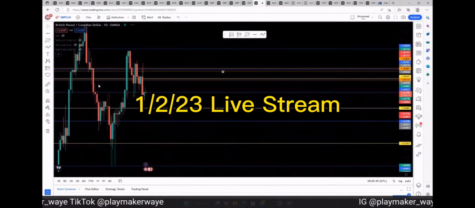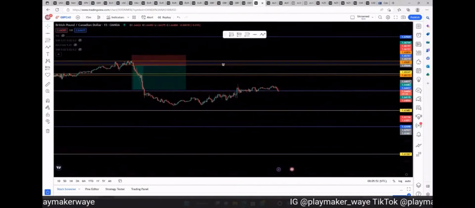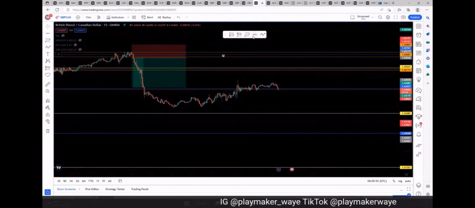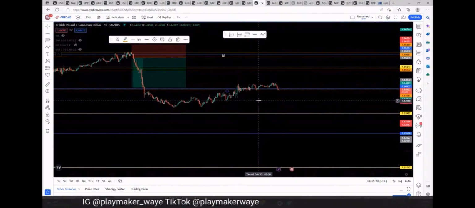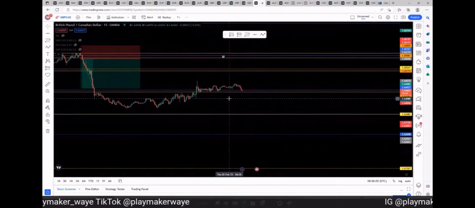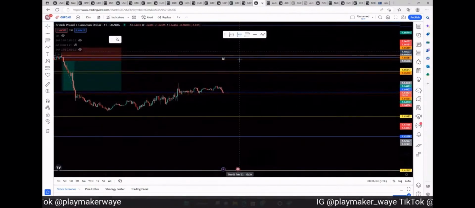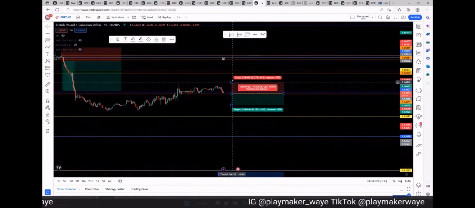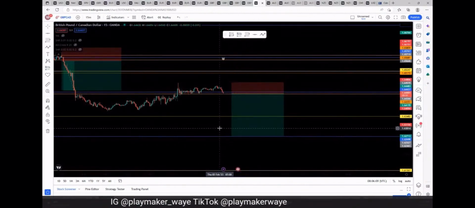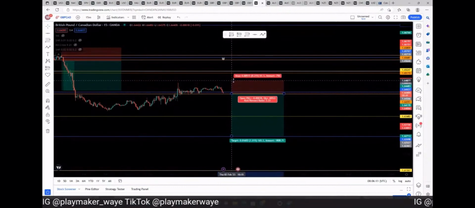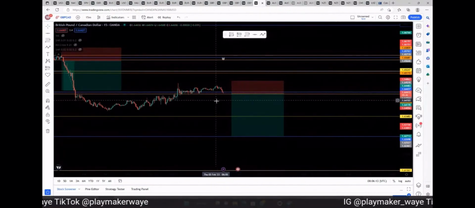Possible sell setup on GBPCAD as well. I'm going to wait to see how price reacts when it breaks underneath this level here. I'm looking for a sell right here for this. Probably put the stop loss right there. Nice 1 to 3 risk to reward.